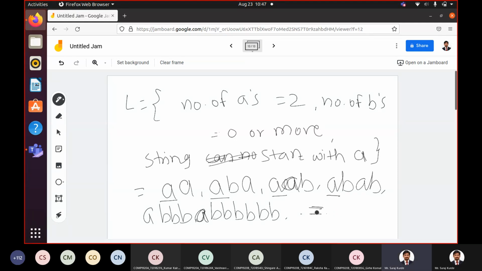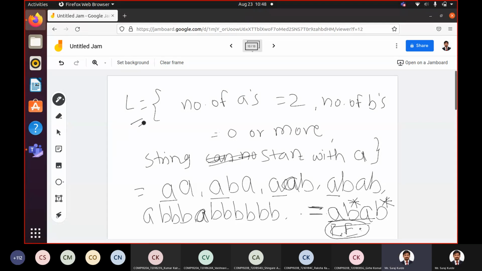So what will be the regular expression? A B star A B star. This is the regular expression. It's so simple. Nothing is complicated. You have to just understand the pattern, how alphabets are repeated, and depending on the repetition, you have to decide which operator you have to use, whether it is plus, whether it is star.